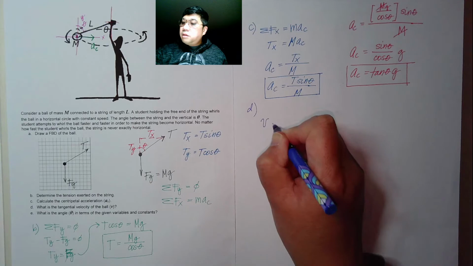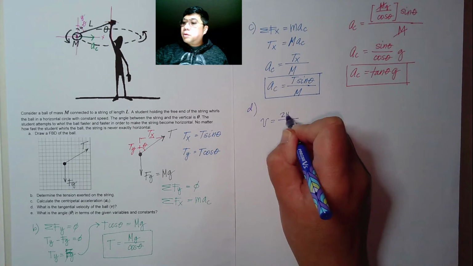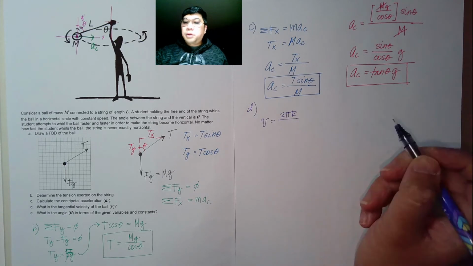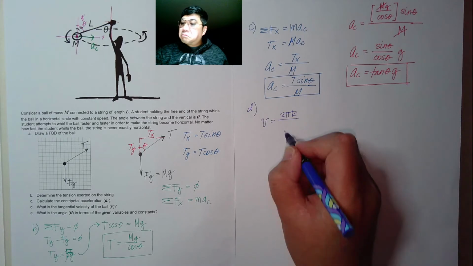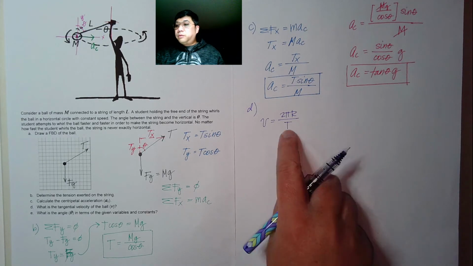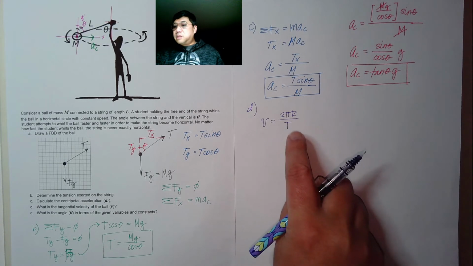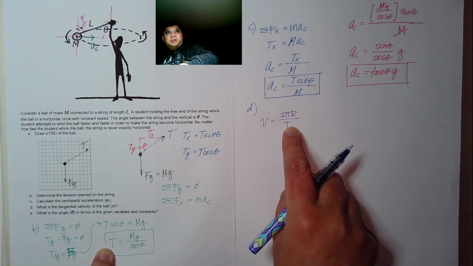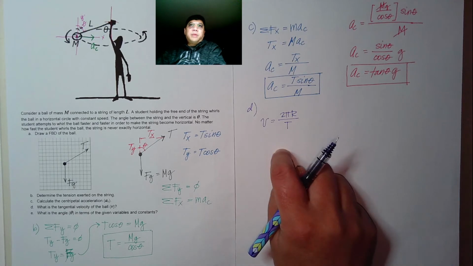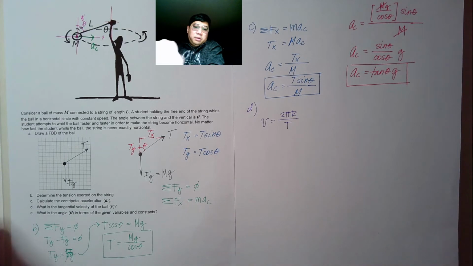So velocity, we can use this equation, which is 2 pi r over the period. Period T. Please do not get confused by this value of T. This is not T of the tension, okay? But instead, this is period. Now, we can stay away from that if we use a different equation, okay?